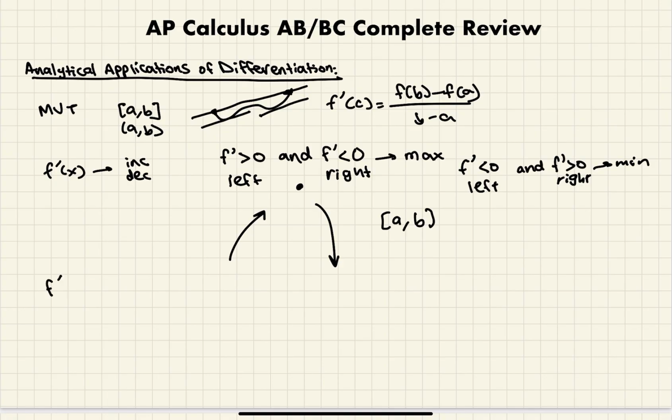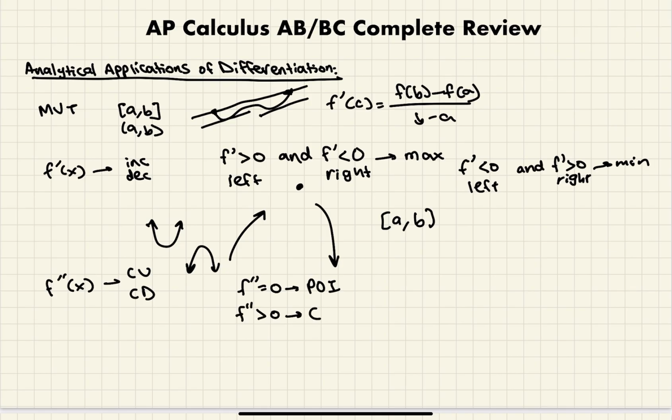The second derivative tells us about concavity, basically concave up, concave down. Concave up is basically like an upwards facing parabola, concave down is a downwards facing parabola. That's the simplest explanation I can give. An inflection point is where it changes from concave up to concave down, or vice versa. If the second derivative is equal to 0, then it's a point of inflection. If it's greater than 0, that means it's concave up. If it's less than 0, it means it's concave down.